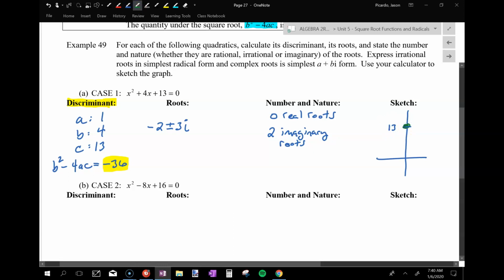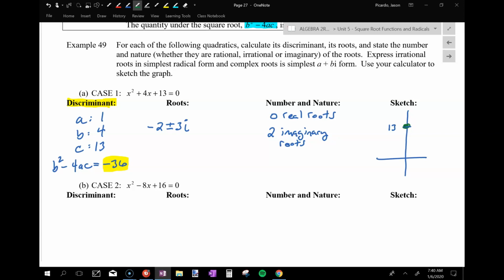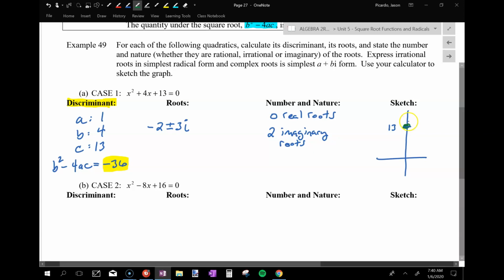Give me another thing that I know undoubtedly about my graph. It doesn't touch the x-axis. Give me one more thing I know about my graph. It's happy, right? So it's going to look something like this. Now, it's not crossing the x-axis. It's happy. It has a y-intercept of 13. Now, this is the sketch. Do I know exactly what this thing looks like? No, but I know that these sets of facts are true. Could I plug it in the calculator and look at it? Sure.